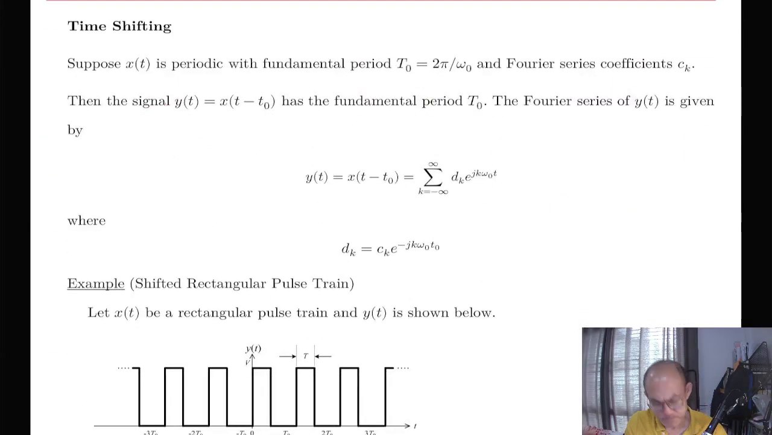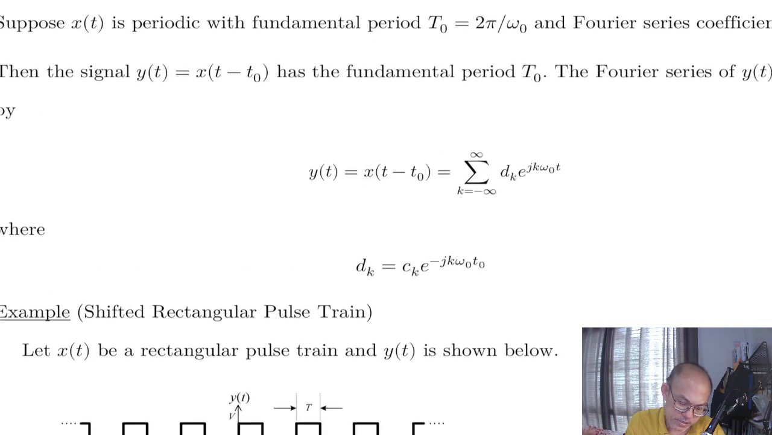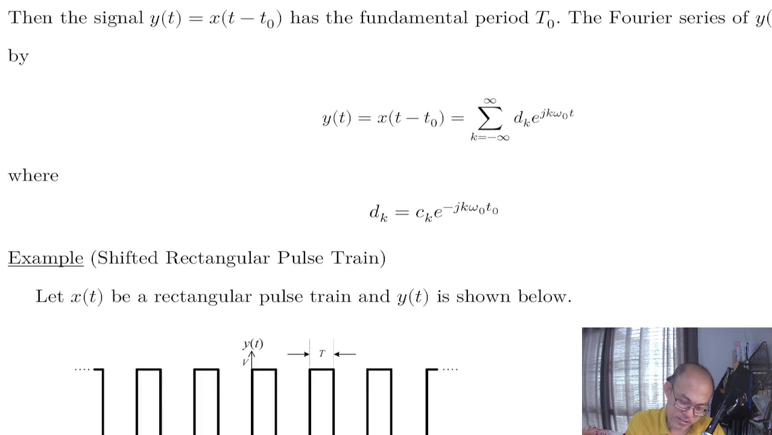And to find the Fourier series coefficient of a time-shifted signal is quite easy. Okay, here y is x(t) time shifted to the right by t0. So what we do is, the Fourier series coefficient of y, called d_k, is just the Fourier series coefficient of x, called c_k, multiplied by the complex exponential e to the minus j k omega 0 t0, where t0 is the amount of time to be shifted. Okay, that's quite easy, just multiply by this factor and you get the Fourier series coefficient of y. Convenient.